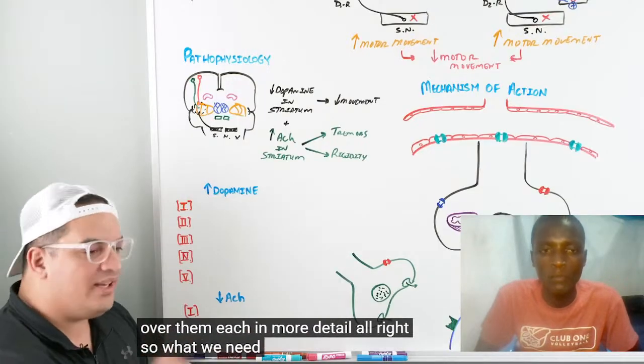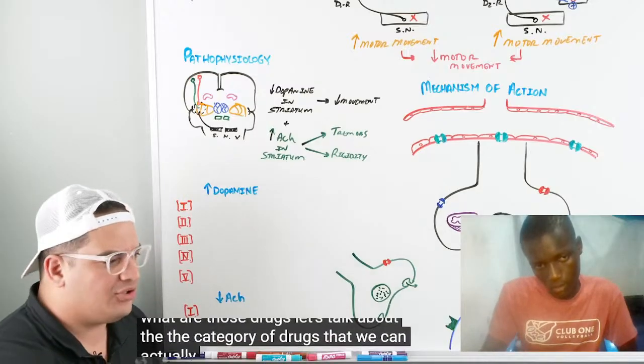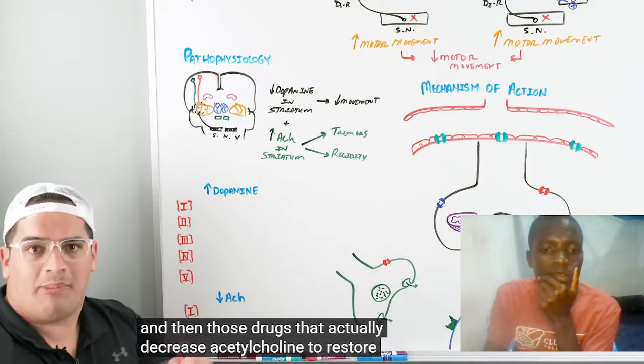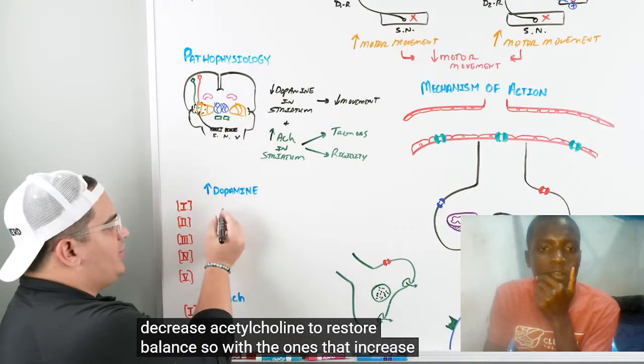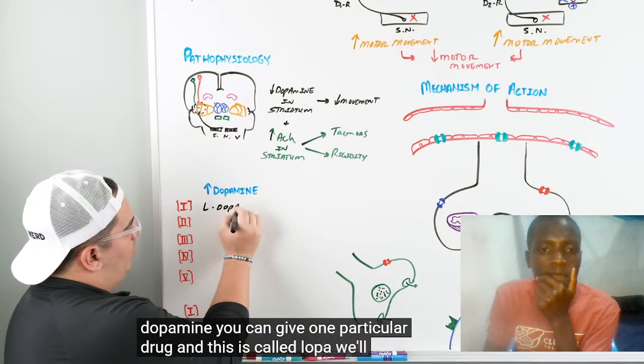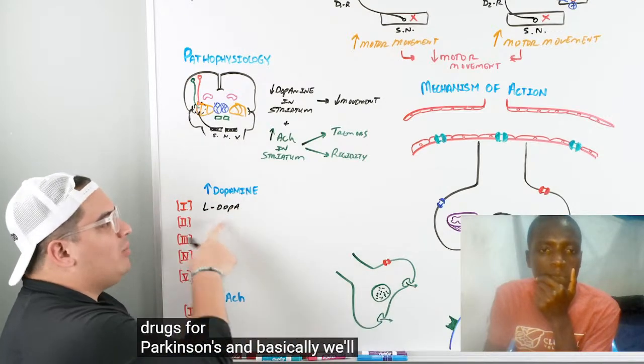All right, so what we need to now talk about is what are those drugs? Let's talk about the category of drugs that we can utilize that increase dopamine, and then those drugs that decrease acetylcholine to restore balance. With the ones that increase dopamine, you can give one particular drug, and this is called L-DOPA. We'll talk about this one first, okay? It's one of the most commonly utilized drugs for Parkinson's. And basically, we'll talk about how that actually works.